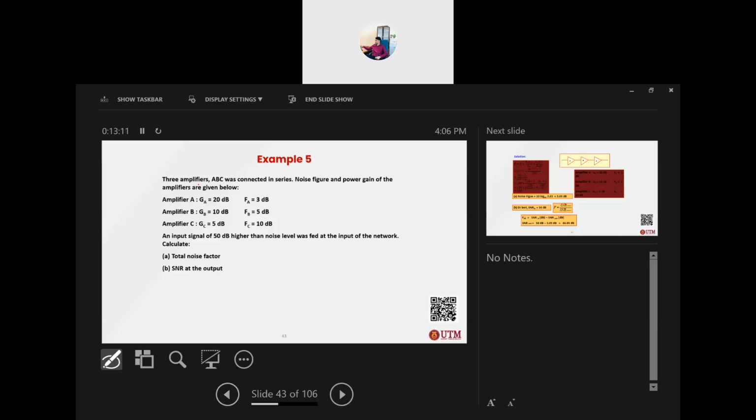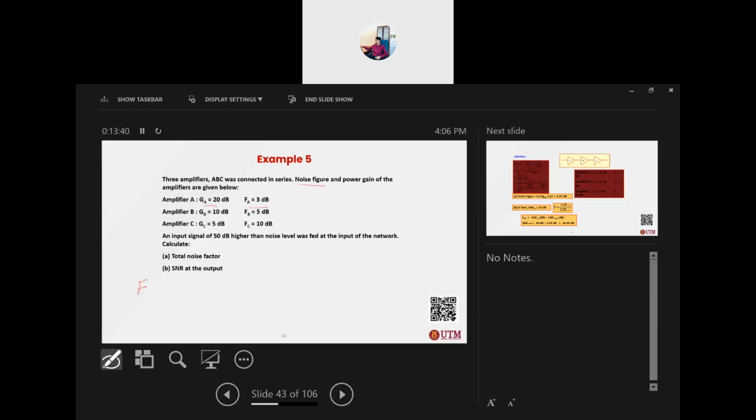Okay. So, three amplifiers A, B, C were connected in series. The noise figure and power gain of the amplifiers are given below. An input signal of 50 dB higher than the noise level was fed at the input of the network. Calculate the total noise factor.